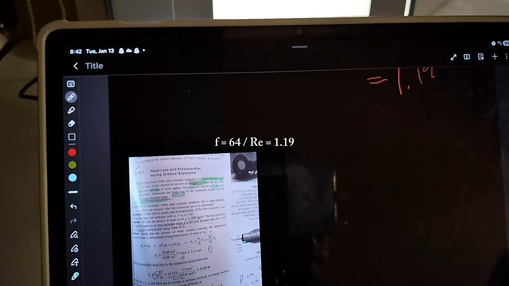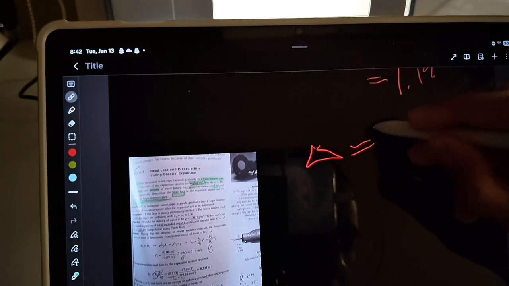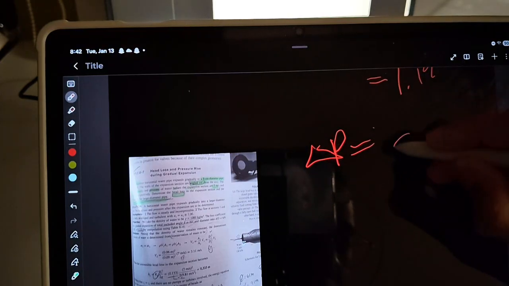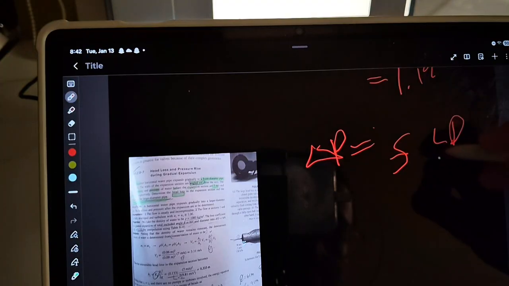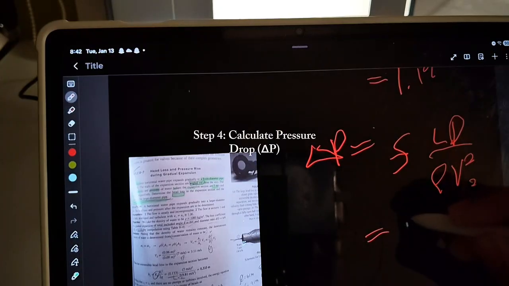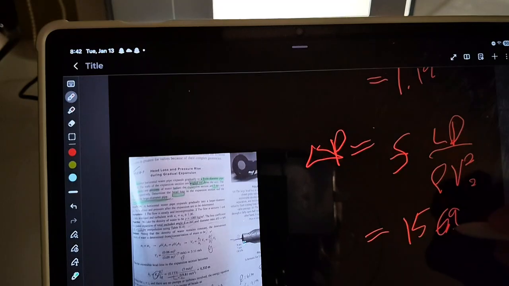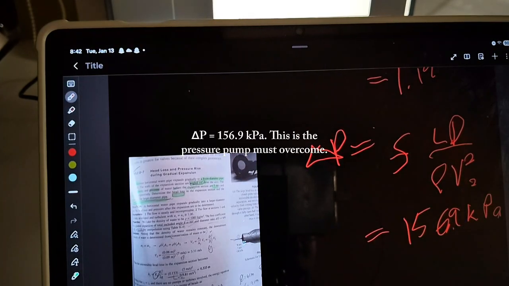As we get the friction factor, we substitute into the delta P, which is F L over D times rho V squared over 2. So we will get 156.9 kilopascal. This is the pressure the pump must overcome.